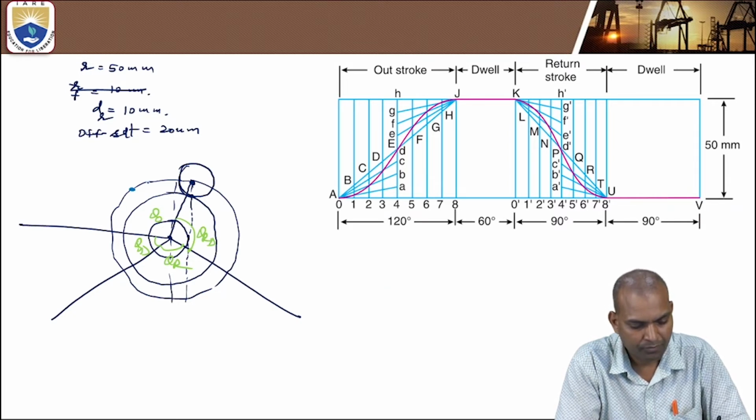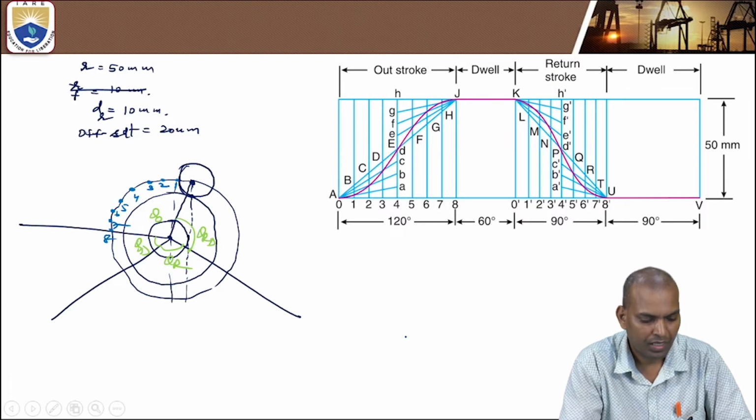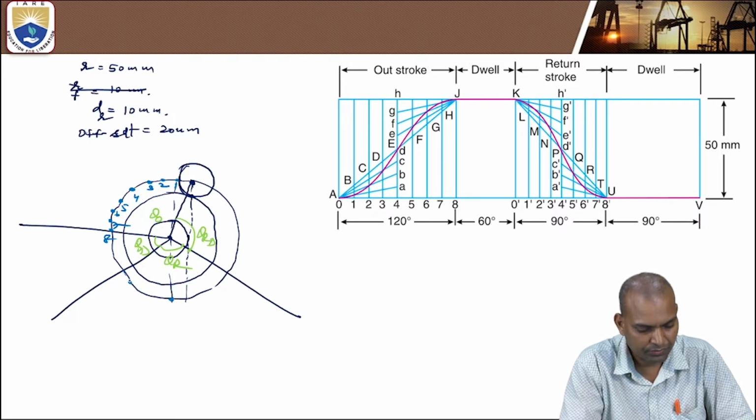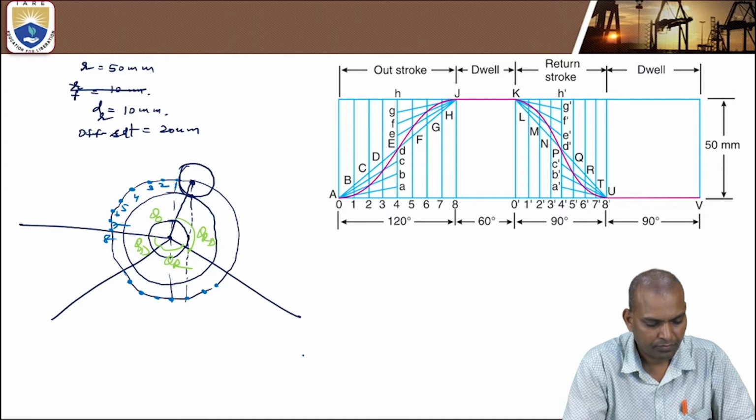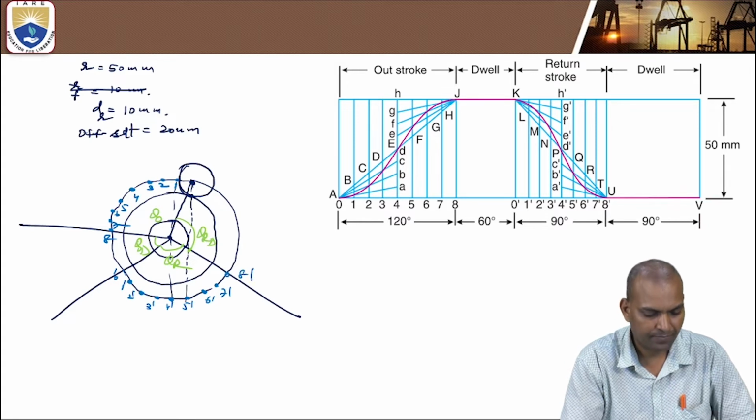This is point 1, 1, 2, 3, 4, 5, 6, 7, 8. The next, the return stroke of the prime circle, the return stroke angle is also divided into 8 number of parts. So now, very important, this is 8, 0 dash, 1 dash, 2 dash, 3 dash, 4 dash, 5 dash, 6 dash, 7 dash, and it is 8 dash.